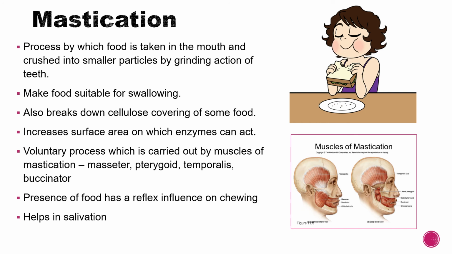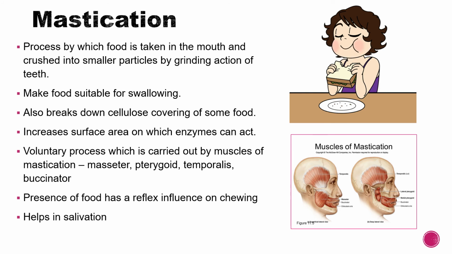Okay, it also breaks down the cellulose covering of some food. We cannot basically digest the cellulose covering, so that has to be broken down. That is done by chewing. By breaking it down into smaller particles, mastication also helps increase the surface area on which the enzymes can act. Okay, so these are the basic uses of mastication.